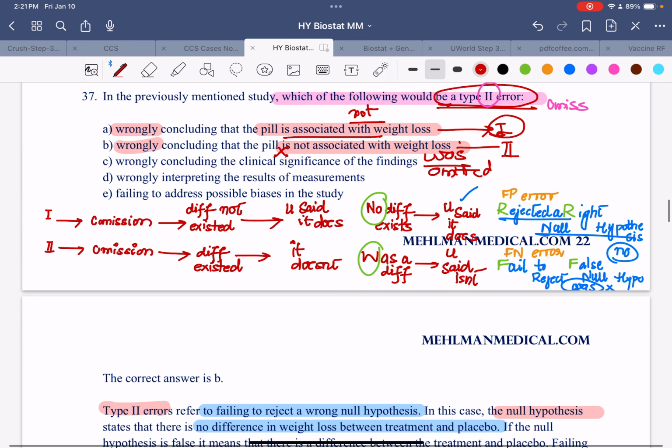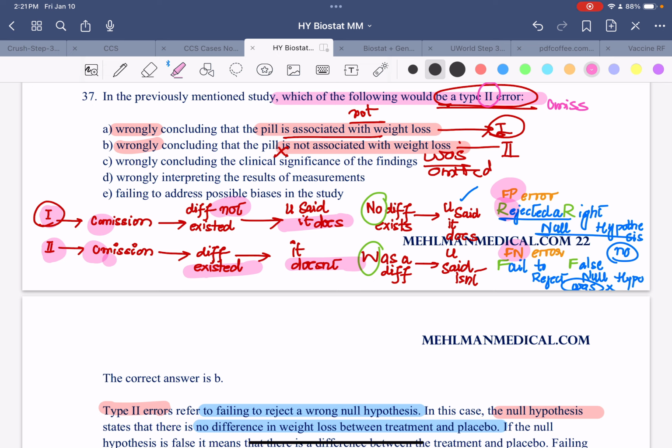Okay, and I have quickly summarized it over here, that type 1 is basically an error of commission and type 2 is basically an error of omission, the C and the O, right? And I told you that omission means the difference existed but you said that it doesn't exist, but over here in commission the difference did not exist but you said that it does exist, right? Okay, and then I told you that type 1 is also a false positive error, and type 2 is also a false negative error.